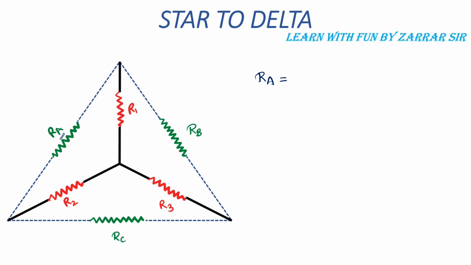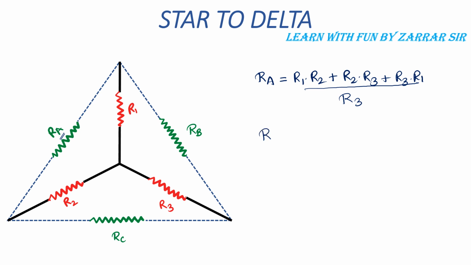So you will be writing the total multiplication of resistance. I don't know how many of you are getting this, so I'll write it down so that you can understand. RA will be the total multiple of resistance, meaning R1 into R2 plus R2 into R3 plus R3 into R1 upon, the resistance opposite of RA, which is R3. So I'll write R3 over here. This is the way you will calculate your RA.